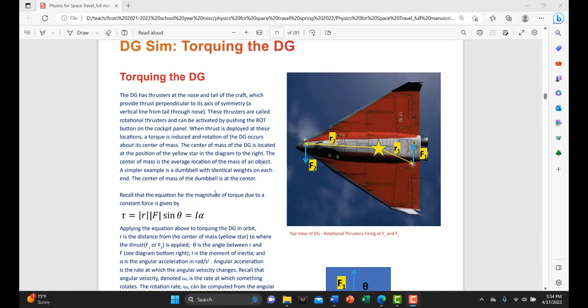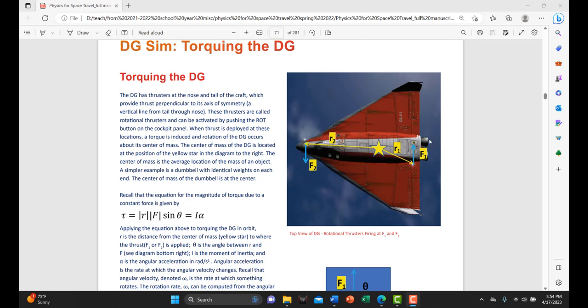Next I'm going to apply this equation to torquing the Delta Glider. R is the distance from the point where the thrust is being applied to the point of rotation, which is the center of gravity. F is the thrust, and the angle is the angle between the R vector and the F vector. The actual location of the thrust is a little bit more this way, but I decided to simplify and just go here. So the angle is 90 degrees, and the torque due to this thrust is just R times F.